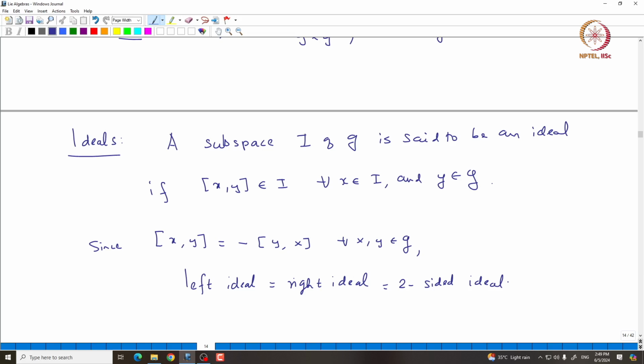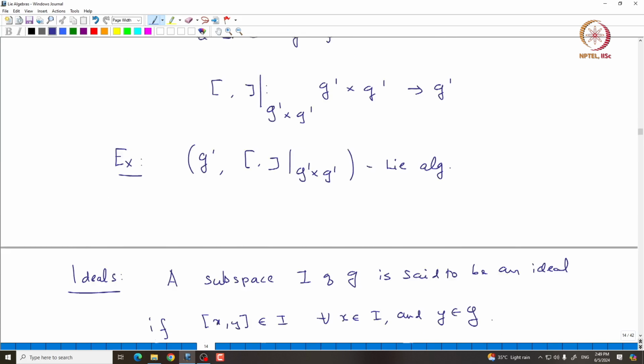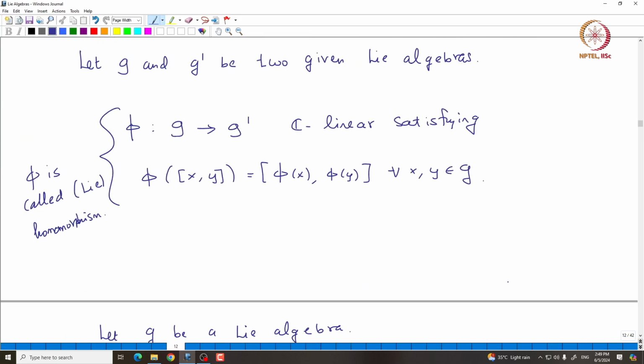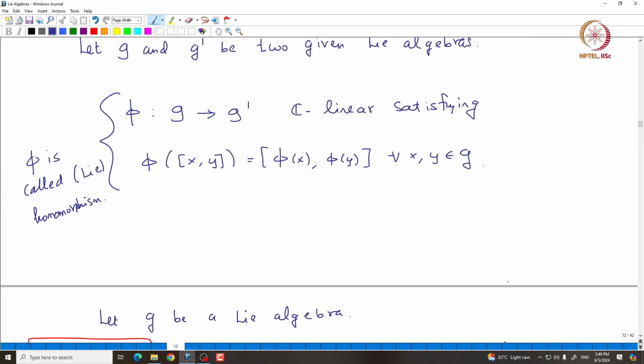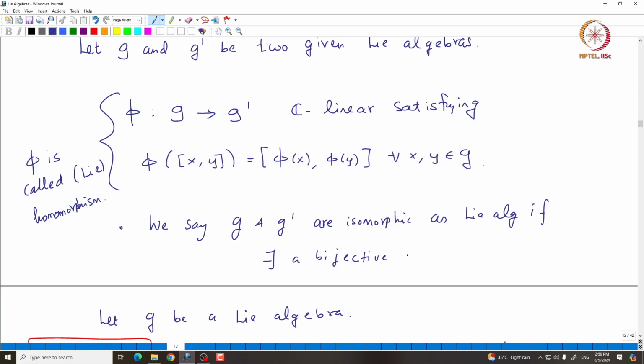So, now we have these ideals and subalgebras. Given this homomorphism, one can actually define immediately what is called isomorphism of Lie algebras. So, we say G and G dash are isomorphic as Lie algebras if there exists a bijective homomorphism between them. If there exists a bijective homomorphism from G onto G dash.